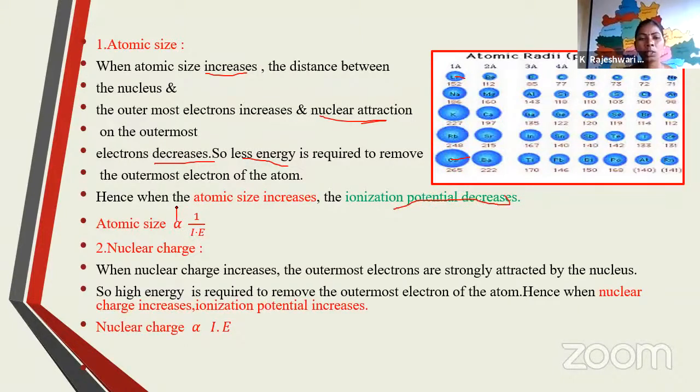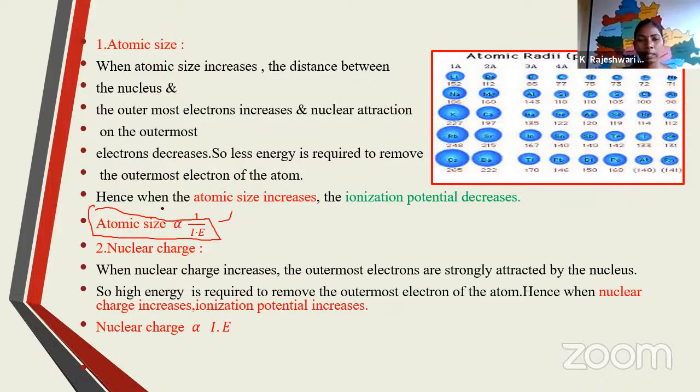Here this symbol is called the proportionality symbol. That is proportional. And if you write 1 by the variable, that means it is inversely proportional. So atomic size is inversely proportional to 1 by IE. So this point also you have to clearly mention. If you write this whole relationship, then only you'll get 1 mark for this explanation. You should show this also.